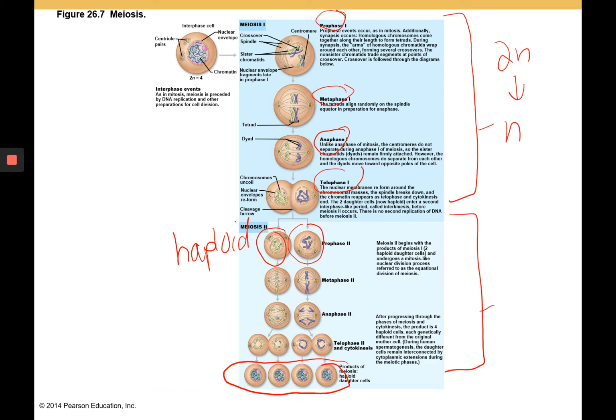The equational division, or meiosis II, looks a lot like mitosis, except there's no DNA replication at the beginning of it.